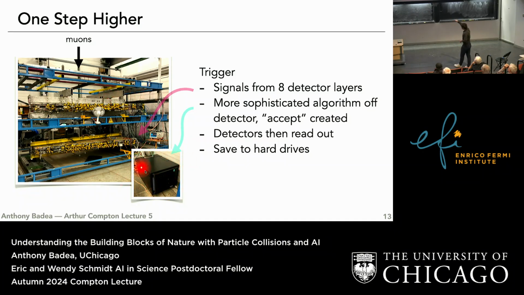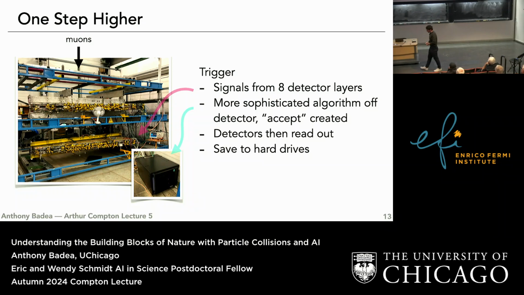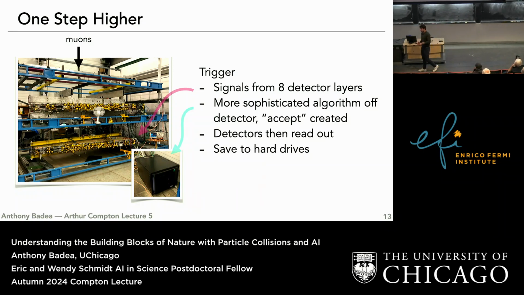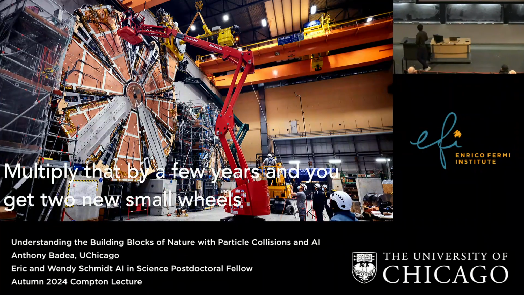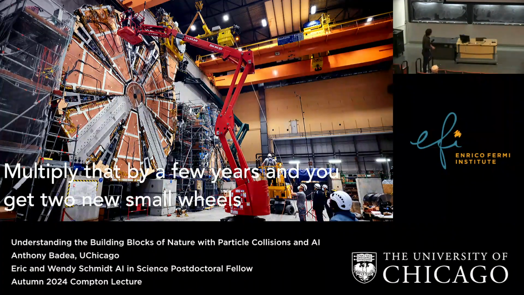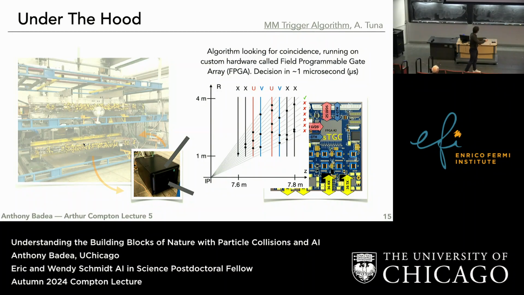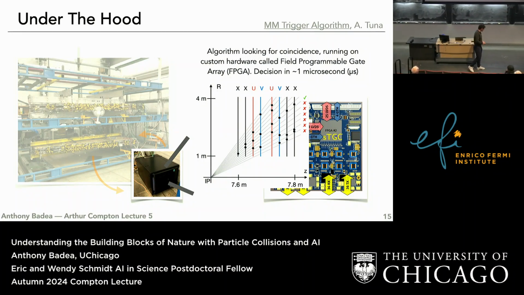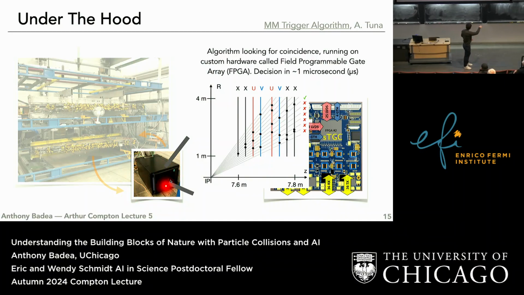And inside of here, there were custom electronics that instead of doing a simple coincidence between two layers of detectors, took the actual data from our physical system, ran a more sophisticated algorithm, and then sent out a similar type of accept. And so if you multiply this by a few hundred, you get to two very large wheels. And inside of those wheels, some distance away, you actually see the algorithms running inside of here.